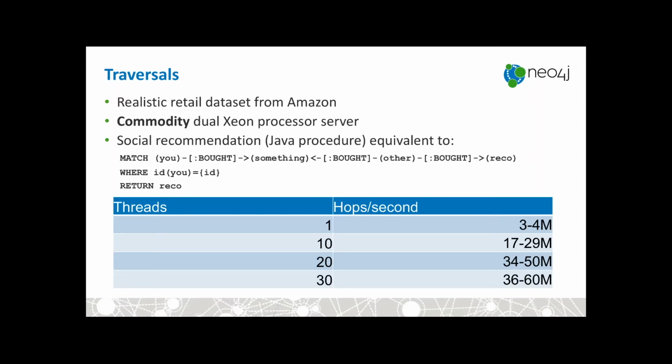And what we found was that with single thread, we could do about 3 to 4 million of these business meaningful operations per second. At 10 threads, we could do about 17 to 30 million. At 20 threads, 30 odd to 50 million. And asymptotically, about 30 threads, we topped out at about 60 million of these per second. That's a lot of business meaningful work. I think a recommendation is a pretty mission critical piece of kit for folks selling stuff.